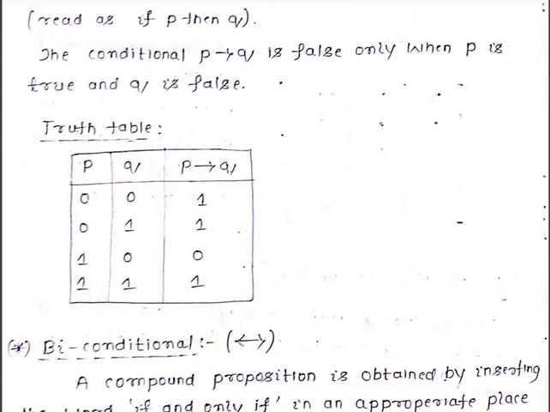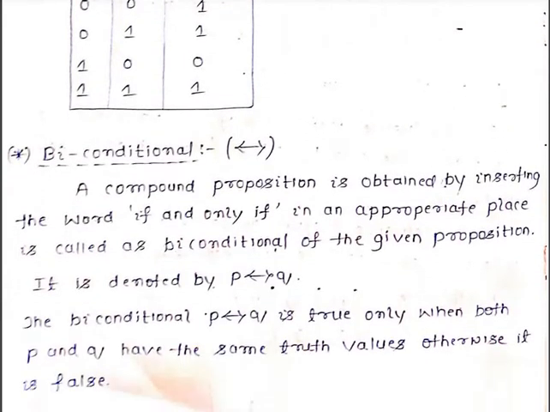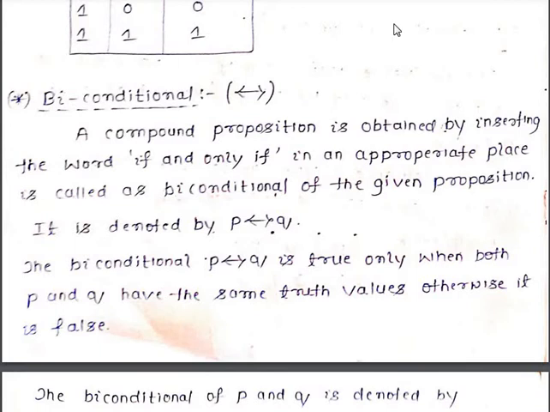And now let us discuss the biconditional. Biconditional is represented with an arrow pointing right and left, with this symbol. A compound proposition obtained by inserting the words "if and only if" in an appropriate place is called the biconditional of the given propositions. If and only if, very particular. One more way of representing the biconditional is IFF, which also represents biconditional statements.